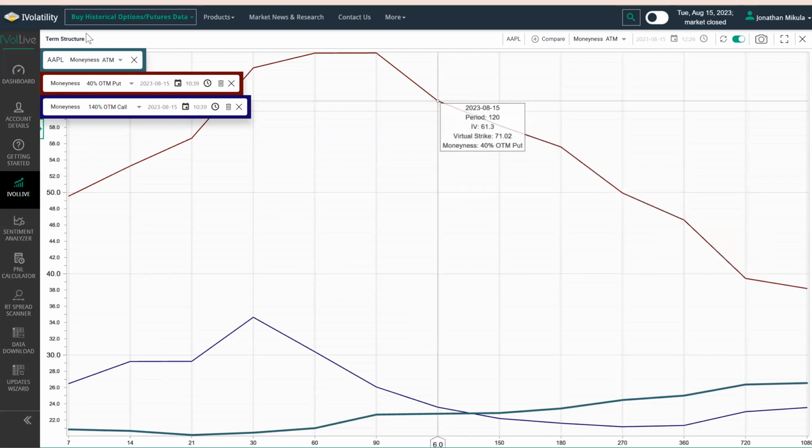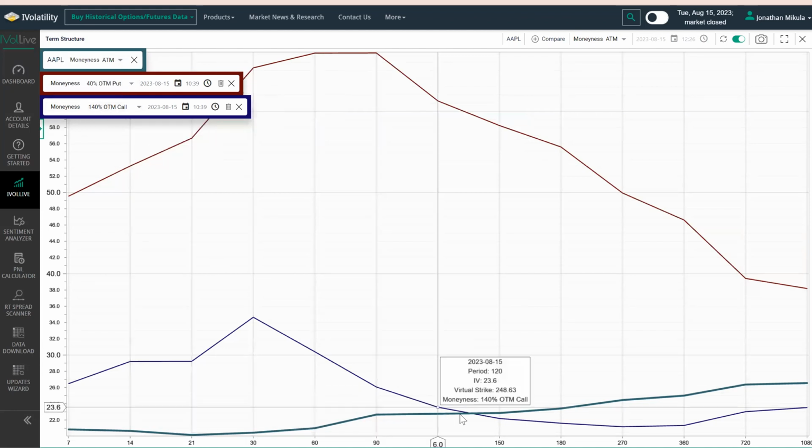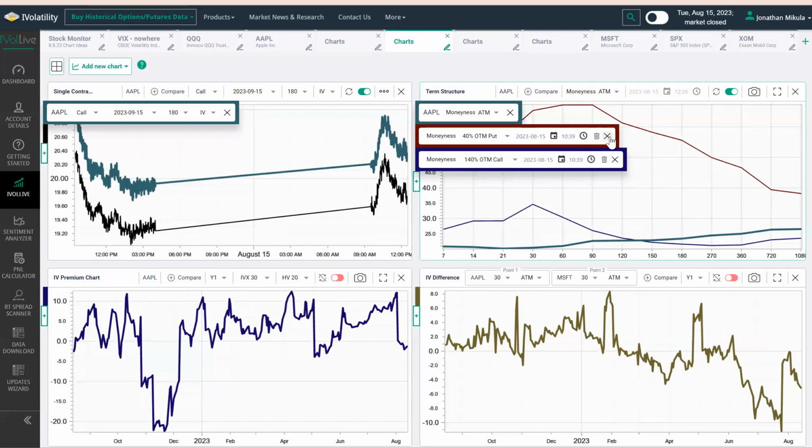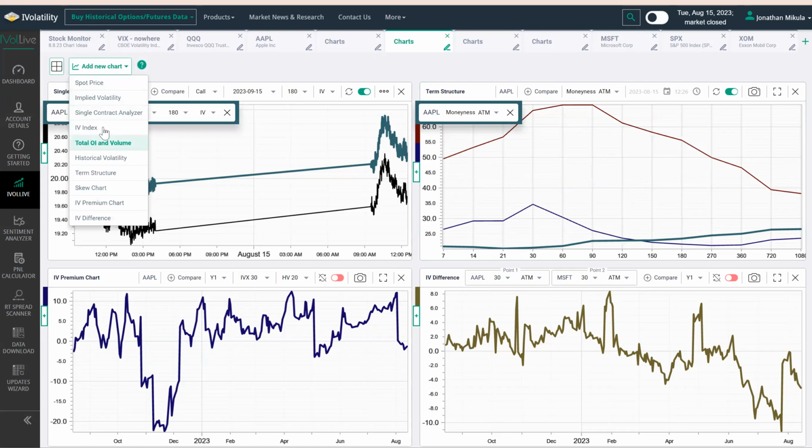So what I like to do with the term structure from this chart view that's different than the options chain view is I like to compare an at the money with an out of the money put and an out of the money call. And then I like to see where the in the money gets cheaper or expensive relative to the at the money options or out of the money options. So that's where that becomes very useful. And again, these are all the chart types that are available from this drop-down bar. So you just click term structure.